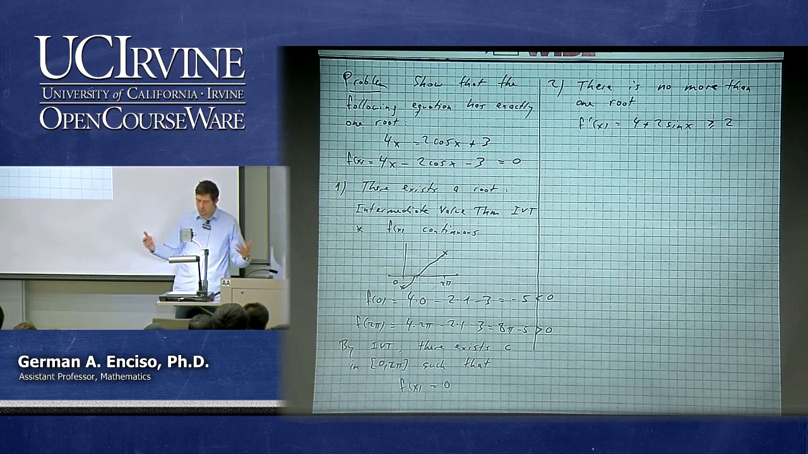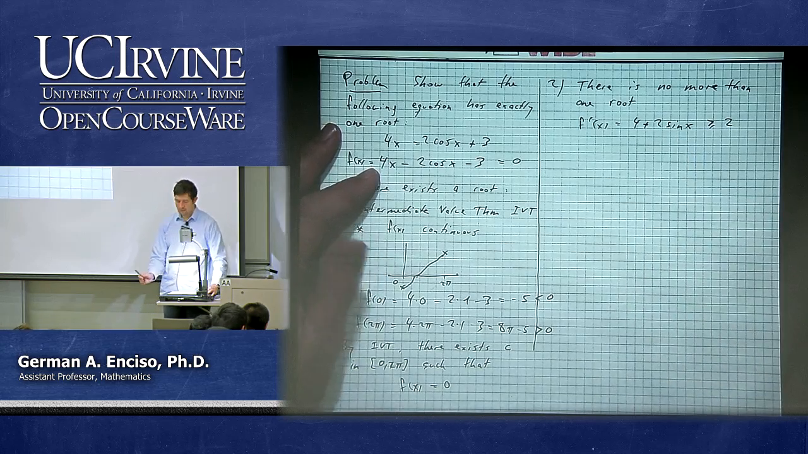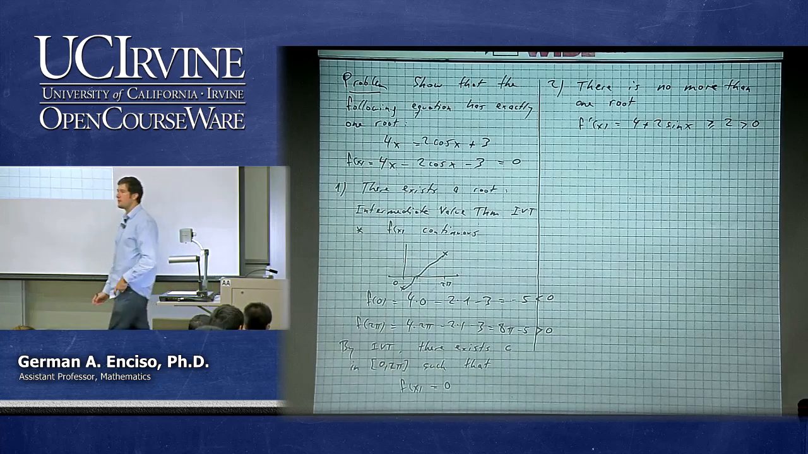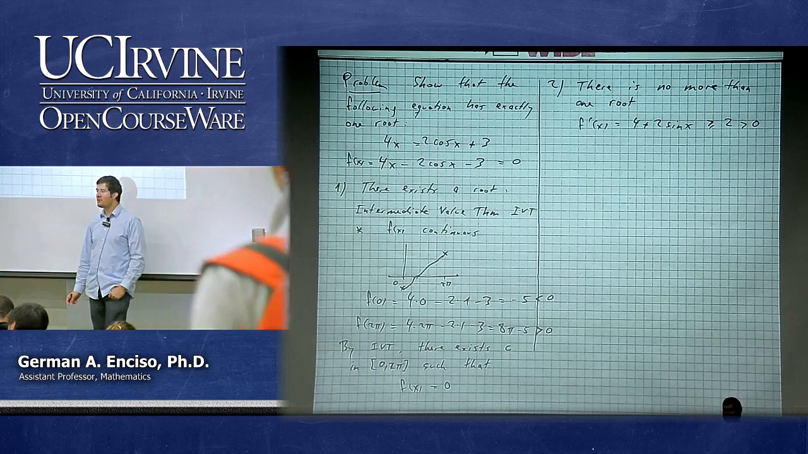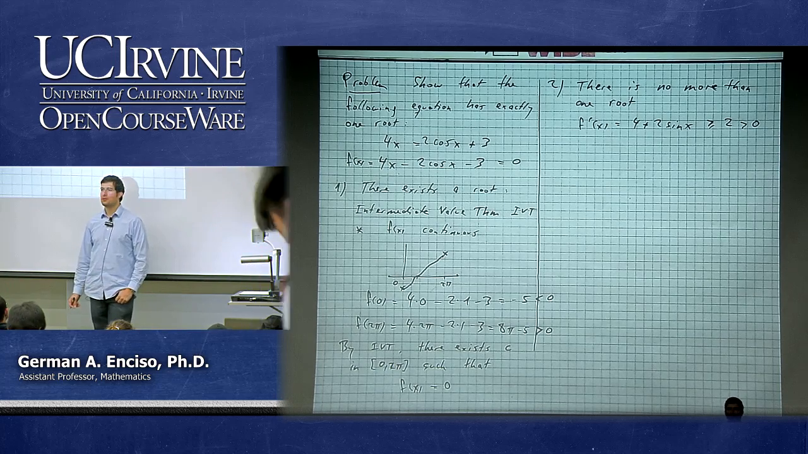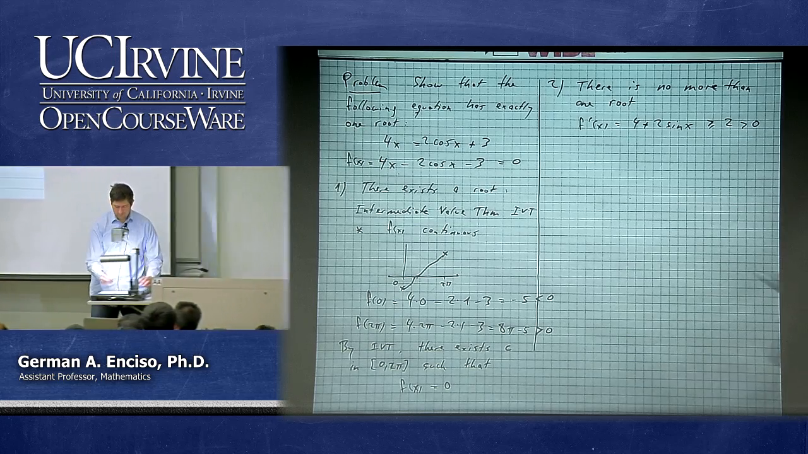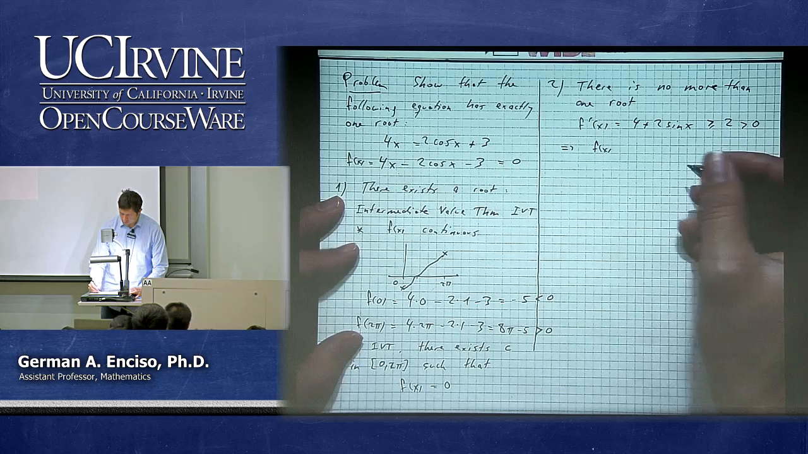So again, sine could be negative, but it cannot make the function overall negative. So this is bigger than 0. What does that mean for the function? If the function has the derivative bigger than 0, what does that say about the function? It's always increasing. And what does that have to do with the roots?